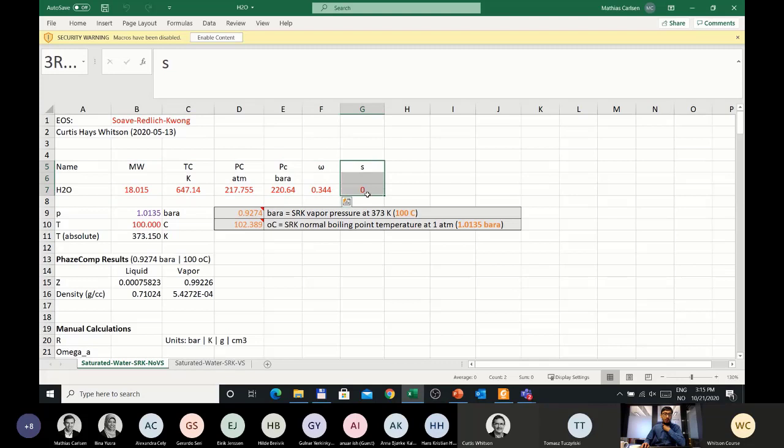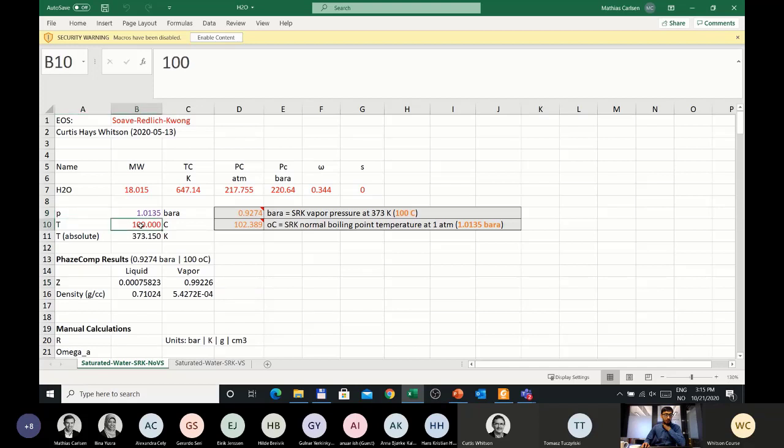And just forget about this S, what is S and why it's a 0 value. We will not be using this for this particular exercise, and we will come back to that in the next session, what S actually is. And then here we have the pressure and temperature.